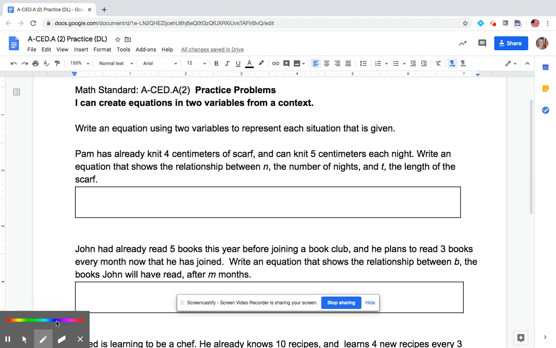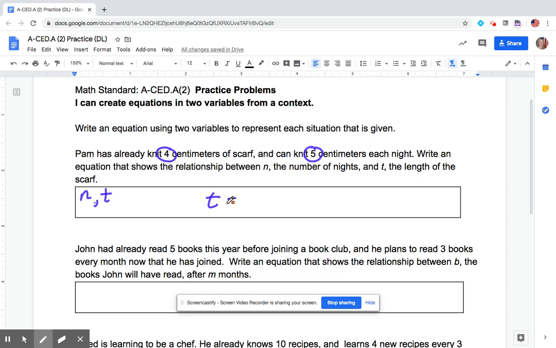So we are going to write an equation, and the variables are going to involve n and t. We also know that the numbers 4 and 5 are going to be part of this equation. But I would ask you, if n represents the number of nights and t is the length of the scarf, what is the thing that's being measured? Which one depends on the other? So t is the dependent variable, right? The length of the scarf depends on the number of nights.